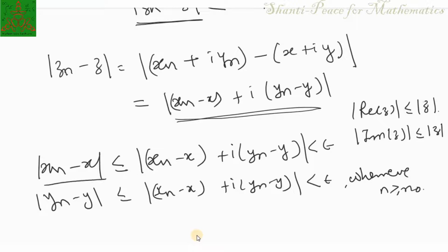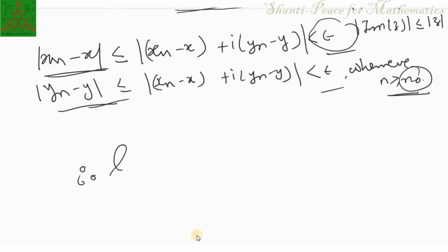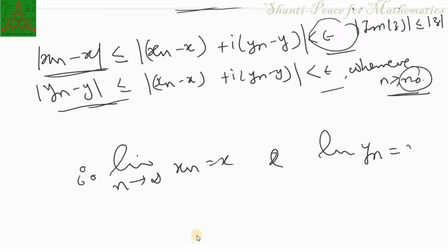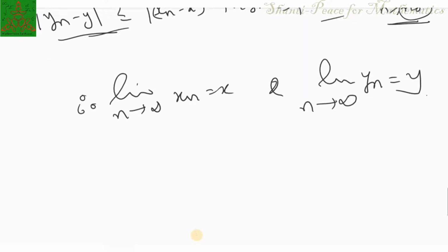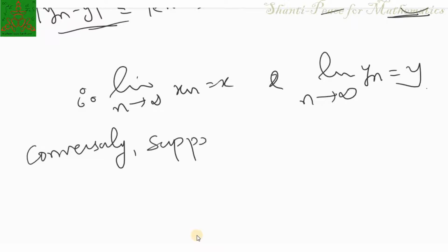That means this quantity is less than epsilon whenever n is greater than or equal to n0, and this quantity will also be less than epsilon whenever n is greater than or equal to n0. So for every given epsilon there exists n0 such that this quantity will be less than epsilon and this quantity will be less than epsilon. Therefore by definition, limit of xn is x and limit of yn is y as n tends to infinity. Conversely, suppose that these two conditions are satisfied.